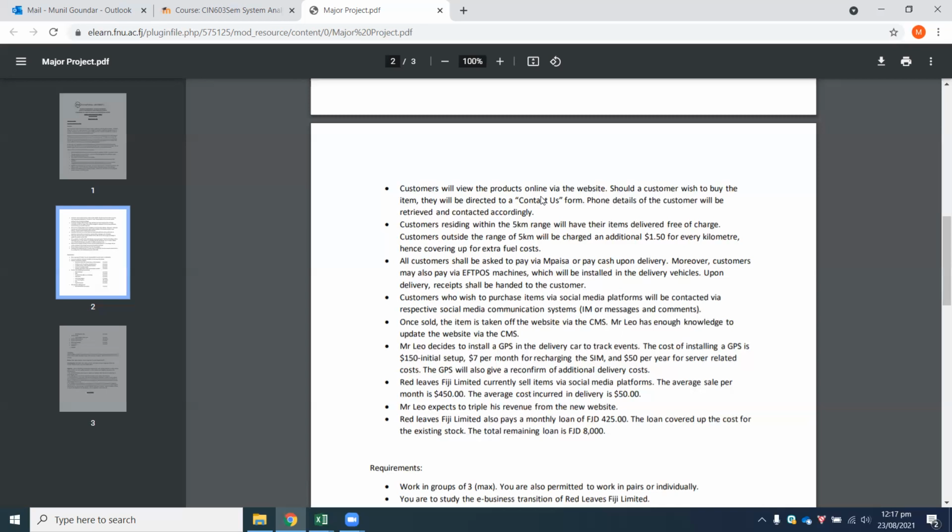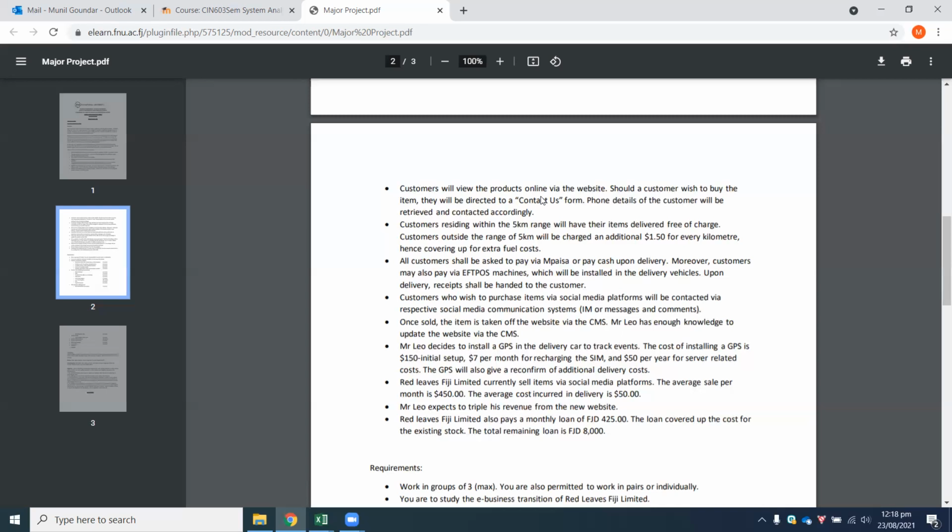So it can be charged in the vehicle, and it can be carried around. I've seen some people here in Fiji, especially those running rental car companies, who carry these FPOS machines with them when they deliver the rental car to their customers. So if the customer would like to use their Visa card, debit card, or credit card, whatsoever, they can run it through the FPOS machines. Now, upon delivery, receipts shall be handed to the customer.